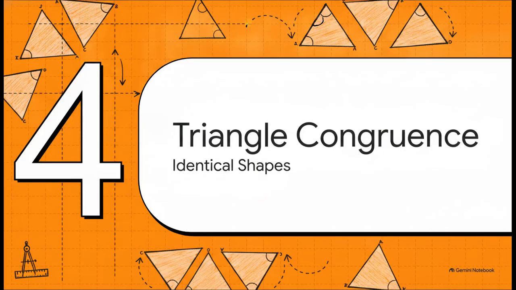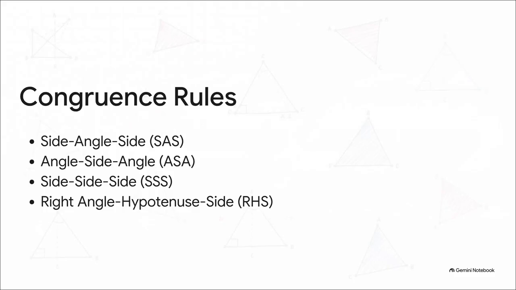Let's move to Section 4, Triangle congruence rules, and see how this builds into the logic of geometry. There are 4 foundational criteria for the congruence of triangles that you absolutely must have memorized. Here we go. Side angle side, or SAS, angle side angle, or ASA, side side side, or SSS, and for right triangles specifically, the right angle hypotenuse side rule, or RHS. If you can prove just one of these specific combinations perfectly matches between 2 triangles, you've logically proven that the 2 triangles are totally congruent, meaning they are exactly identical in shape and size.